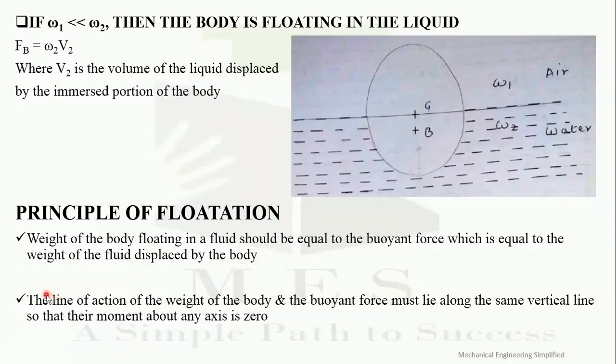Okay, and the second important point is that the line of action of the weight of the body and the buoyant force must lie along the same vertical line, so that their moment about any axis is 0. So both forces must act along the same vertical line; the weight is acting downwards and the buoyancy force is acting upwards, but they must act along the same line so that their moment about any axis is 0. Okay, then let us move ahead.